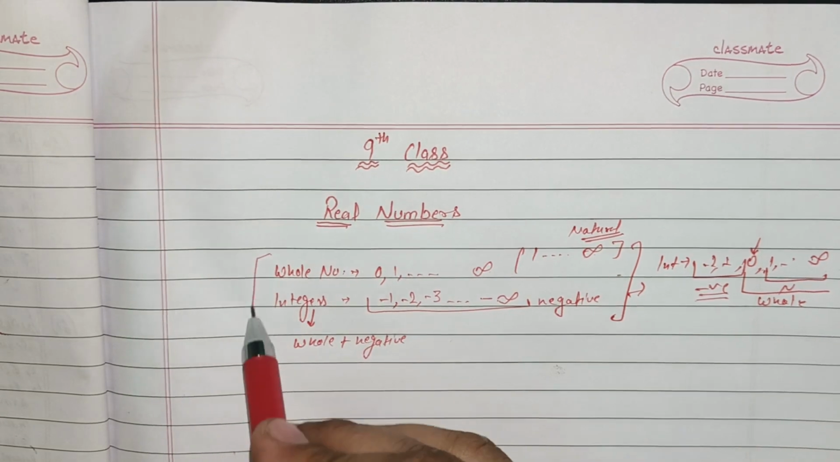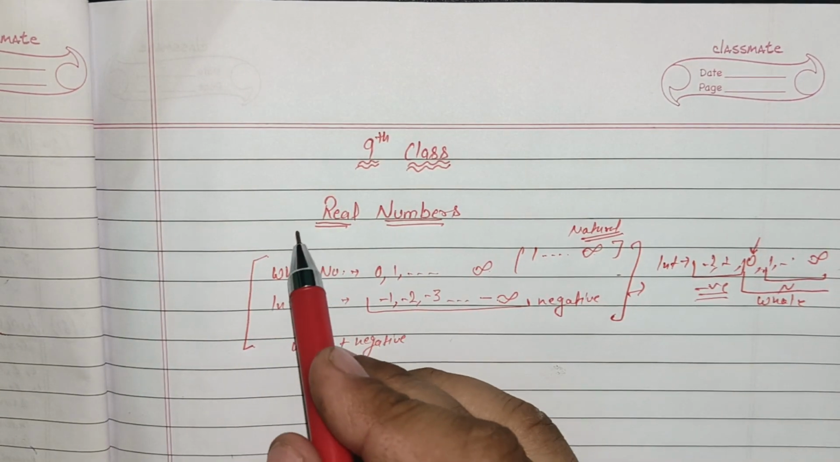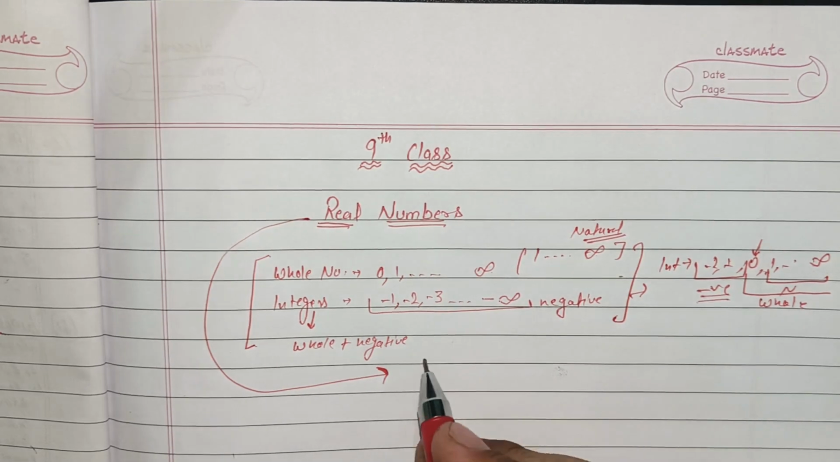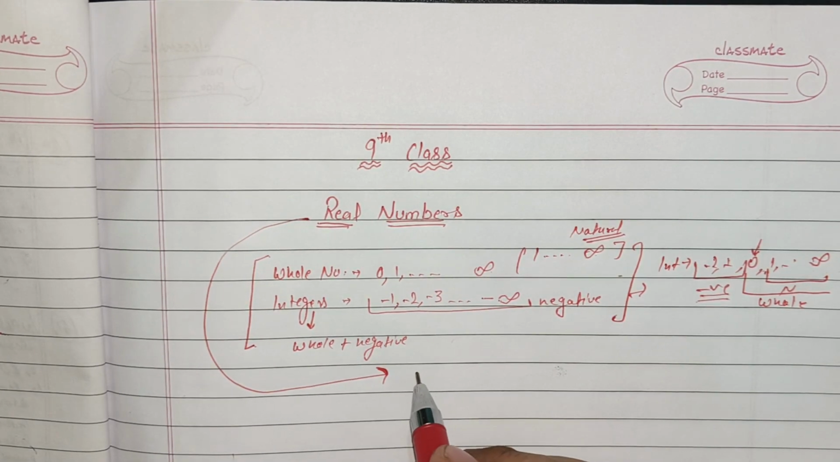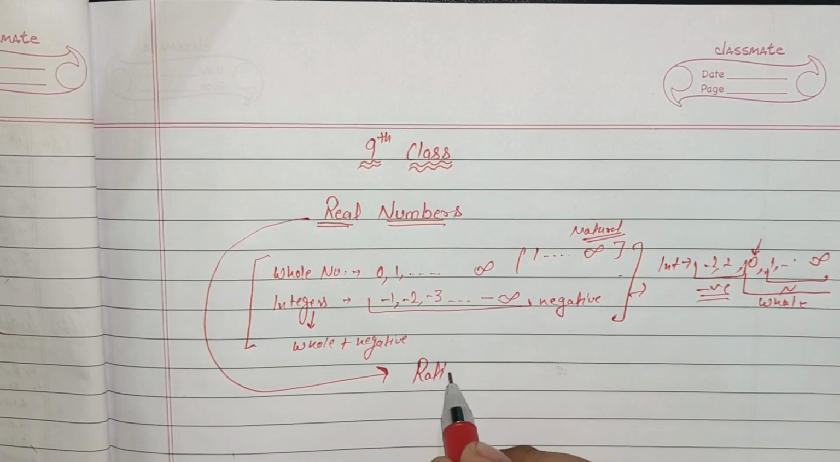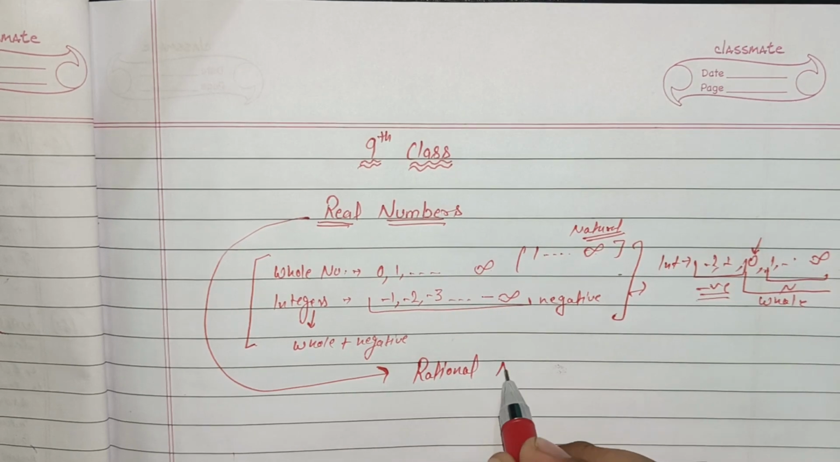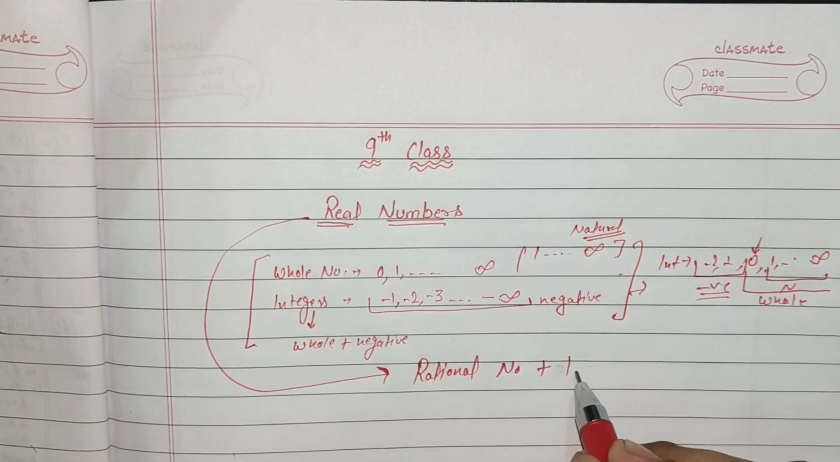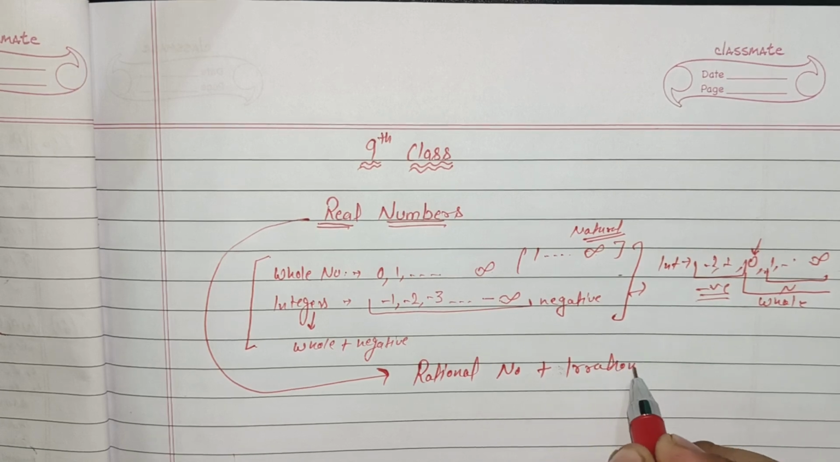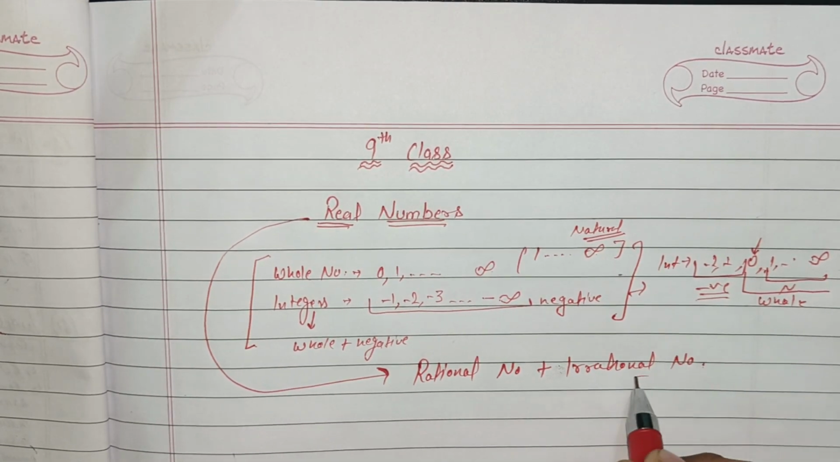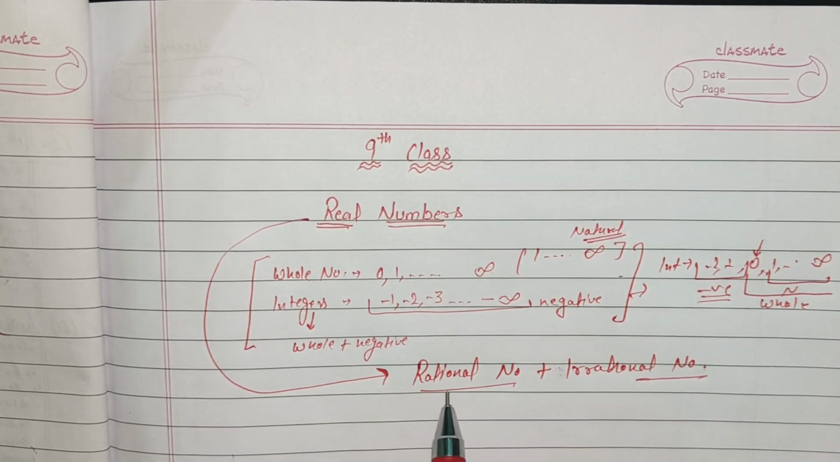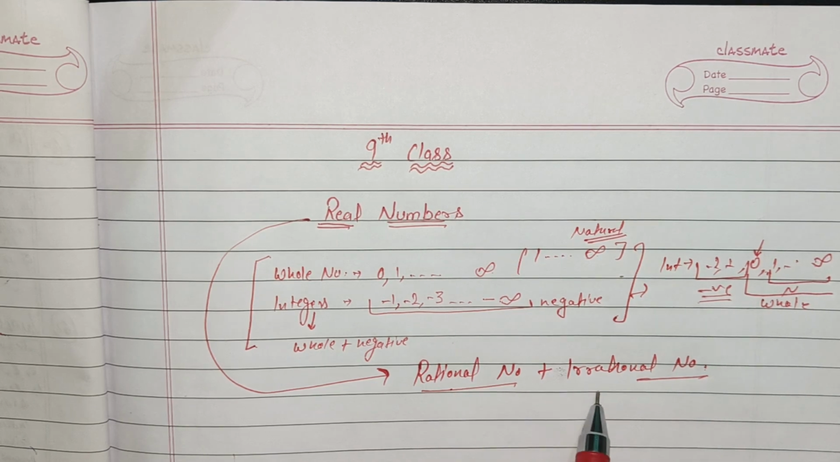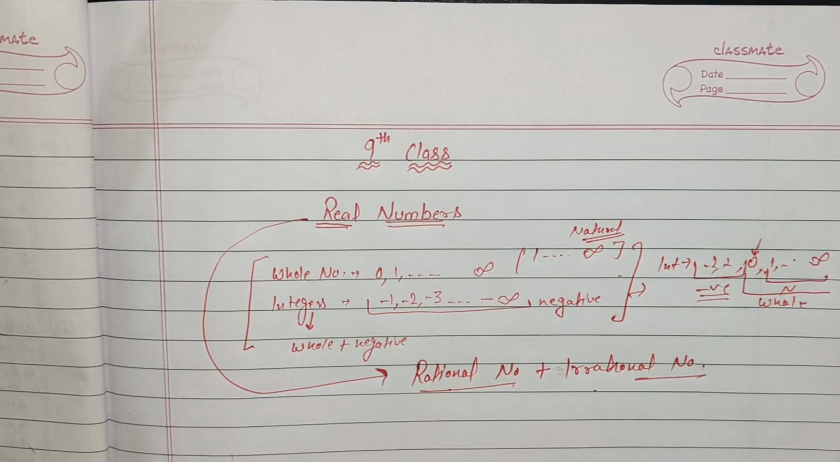So this chapter is all about real numbers. So we learned the basic stuff. Now we are going to learn about the real numbers. So what are real numbers? Real number is a collection of rational numbers and irrational numbers. Before going ahead, we are going to learn the difference between rational number and irrational number.